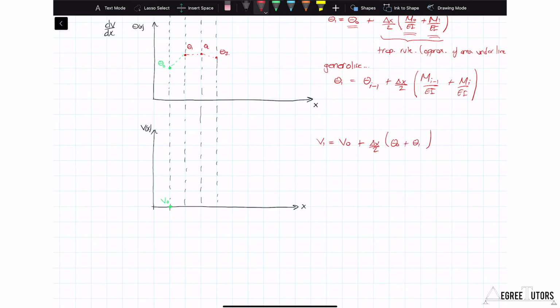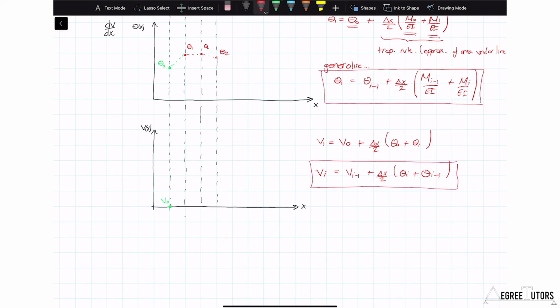And again, when you generalize that equation, you get V i, some value V i is whatever the value before it was, V i minus 1, plus delta x over 2. We're assuming a constant value of delta x, by the way, a constant interval. And this is going to be theta i plus theta i minus 1. That's your general equation. So let me put some boxes around these because they're important. The process evolves like this. We'd end up with another value for V down here, we'd call that one V1, another one we'd call V2, and another one we'd call V3. Then you could join the dots, and that is your deflected shape. That's the end result. That's what we're trying to get to.